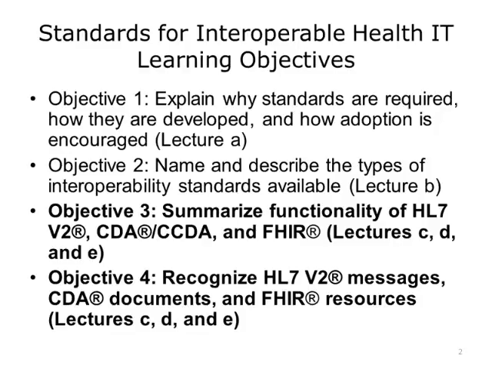This unit will cover the following learning objectives. 1. Explain why standards are required, how they are developed, and how adoption is encouraged. 2. Name and describe the types of interoperability standards available. 3. Summarize functionality of HL7 V2, CDA, CCDA, and FHIR. And 4. Recognize HL7 V2 messages, CDA documents, and FHIR resources. This lecture will focus on the functionality and resources for HL7 FHIR.